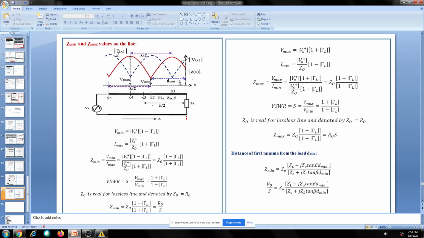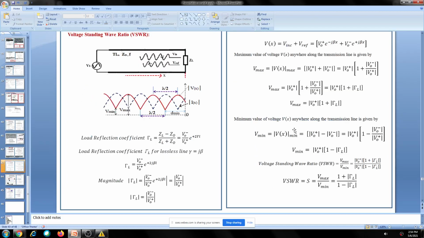That we can find. Theoretically there is an equation. You can find what is the minimum value, what is the maximum value of impedance from the equation. See, V minimum means, as we know from the previous, whenever the two waves are destructively added together, we will be getting this equation.